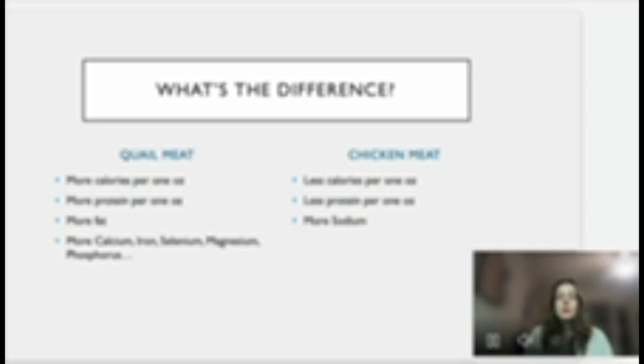So this slide's kind of talking about what I was just saying. Quail meat has more calories per 1 ounce, but it also has more protein and fat. And this is not bad fat. It's good fat. There's also more calcium, iron, selenium, magnesium, phosphorus, etc. Chicken meat has less calories per 1 ounce, less protein per 1 ounce, but far more sodium. And sodium can actually be bad for your body if you have too much of it. It can block your arteries. So it's one thing to be wary of, and we'll talk about more later.